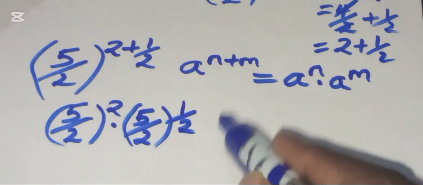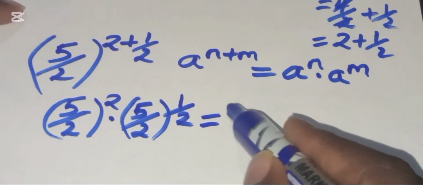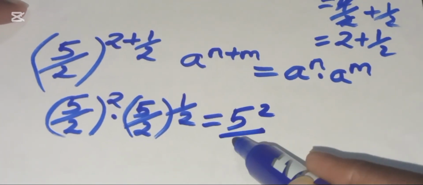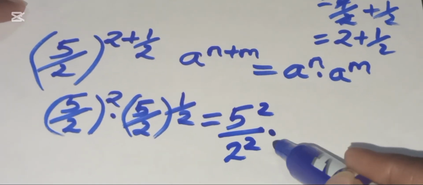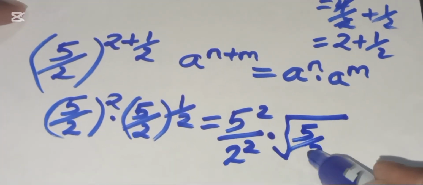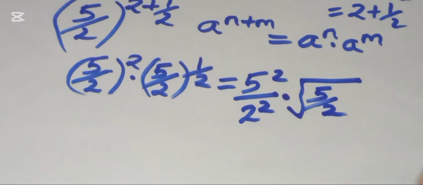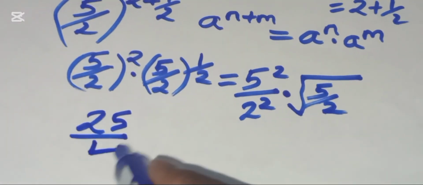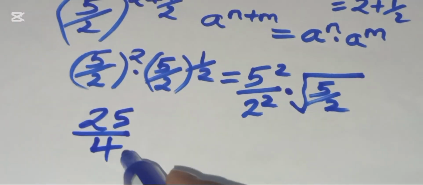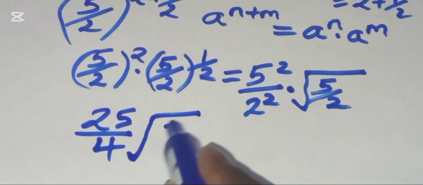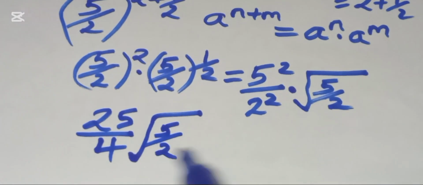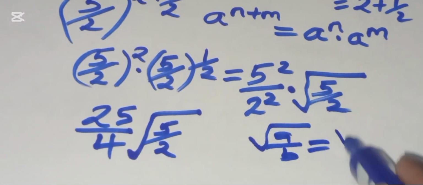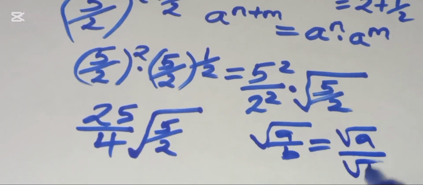Now from what we have again here, this is the same thing as 5 squared divided by 2 squared multiplying by the square root of 5 divided by 2. Now from what we have here, 5 squared is equal to 25, divided by 2 squared, which is equal to 4. And then we'll have the square root of 5 divided by 2. Now if you have the square root of a divided by b, we can express this as the square root of a divided by the square root of b.